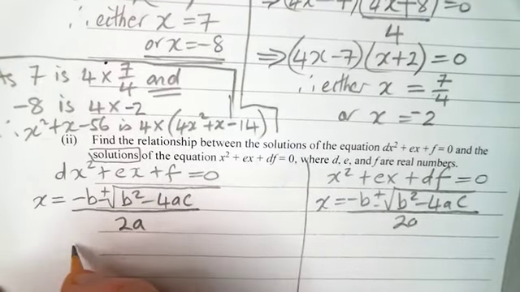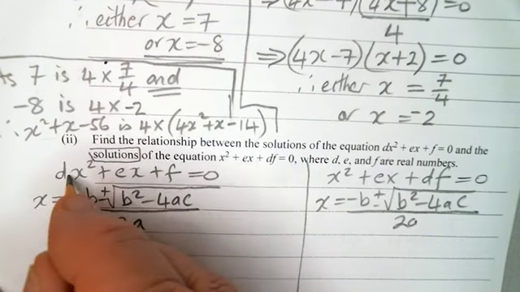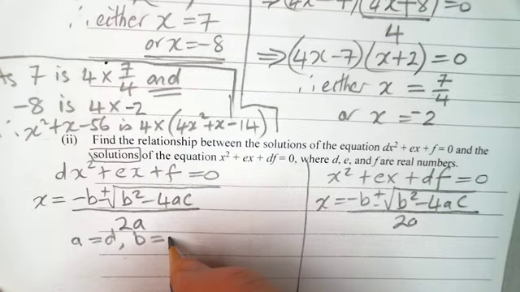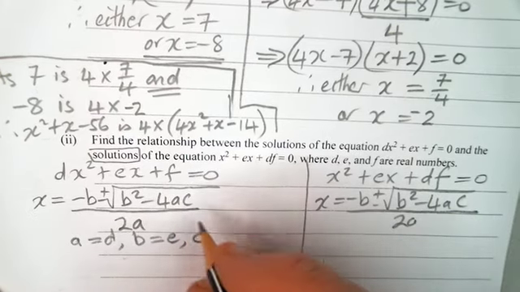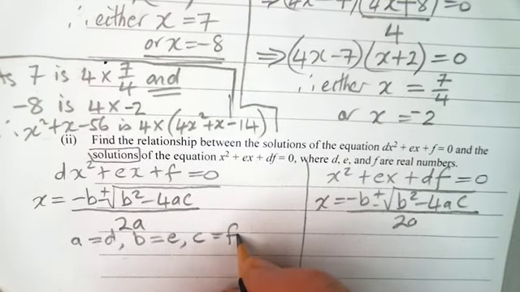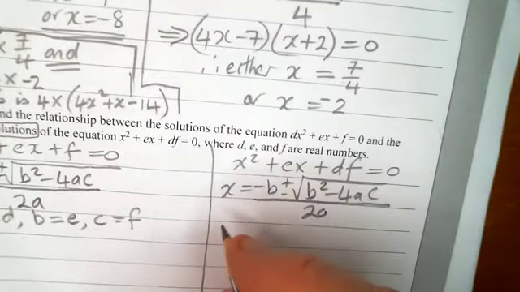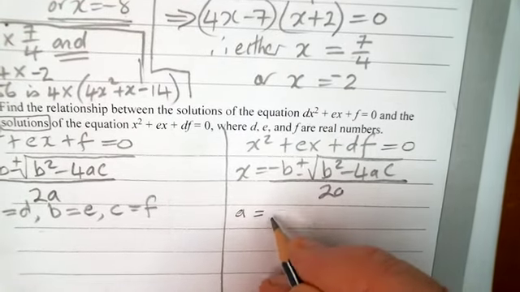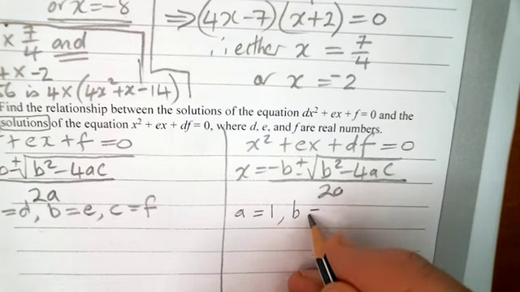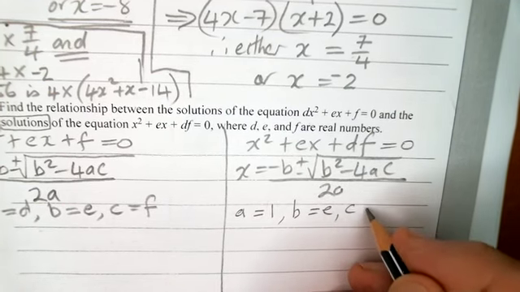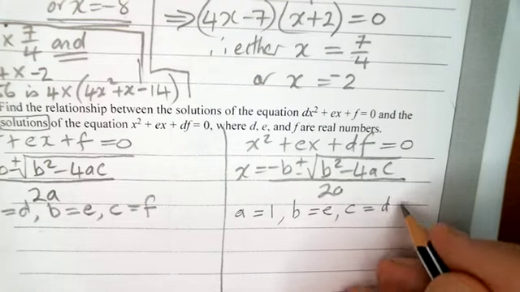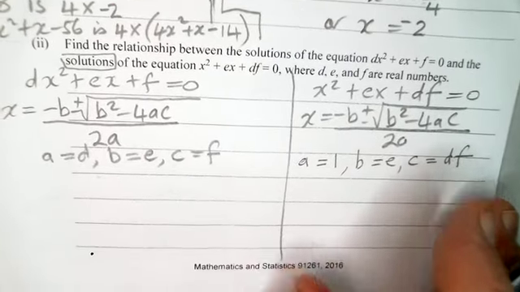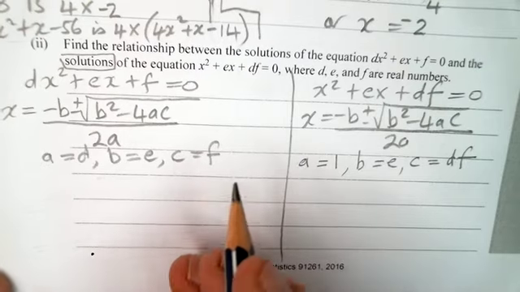So the values here of a. The a value here is going to be d. The b value here is going to be e. It's the coefficient here. And the c value here is f. And over here, we've got the a value is going to be 1. The b value is going to be e. And the c value is going to be df. Yes, it's the whole thing. So let's see what happens when we populate the quadratic formula now.